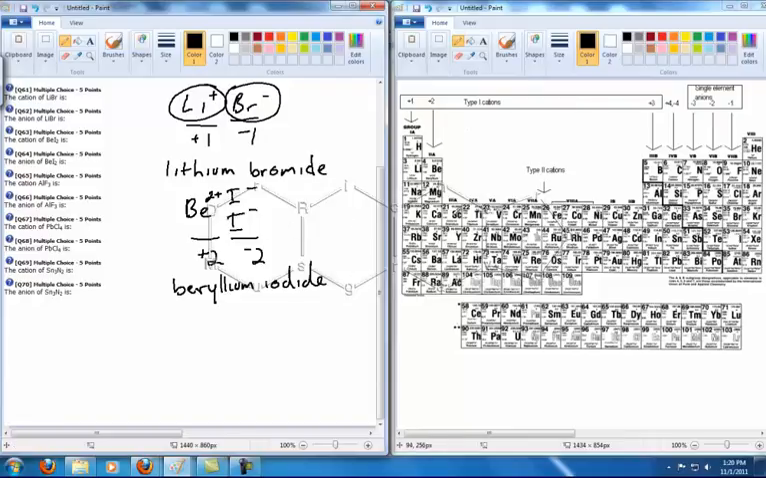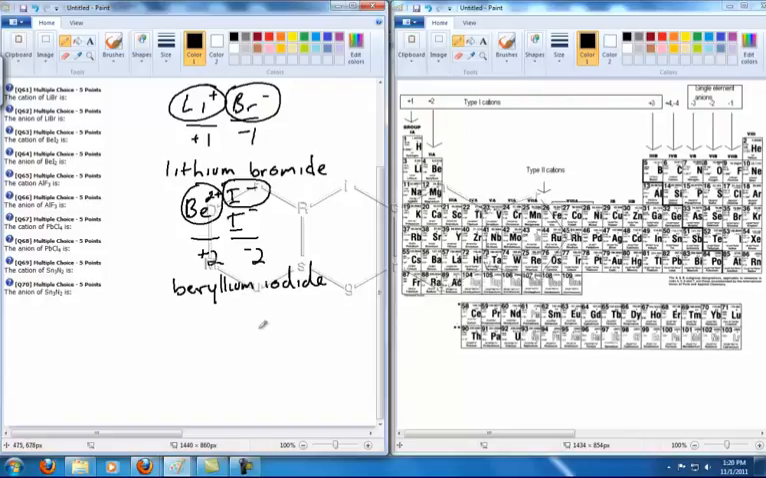Now the charge on beryllium is going to be 2+, and it's in group 2, so there's no need to put the charge in the name because beryllium is always 2+, and the ions would be Be2+ and I-. Those are the ions we use to get the name.